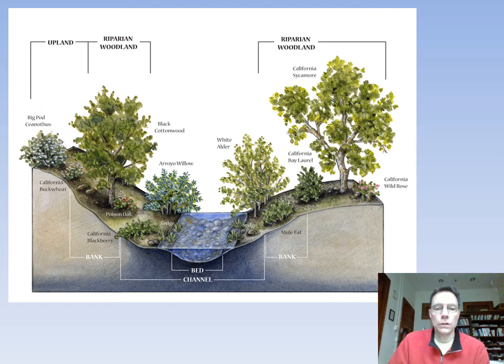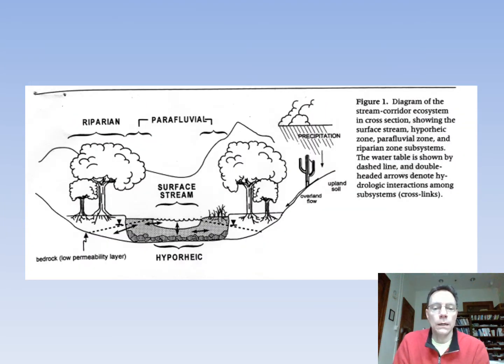And we have a couple of terms to go with this. Here's a nice little diagram that shows you some of the important terms. There's the stream channel, the bed itself. Here's the riparian corridor along either side of the stream. And then we have these areas that you might see if you were paddling a canoe down this stream, the gravel bed or sandbar along the side. That's called the parafluvial zone. That means alongside the channel of flow.